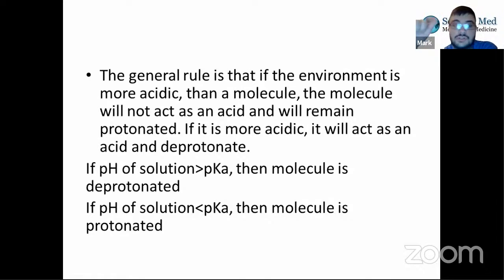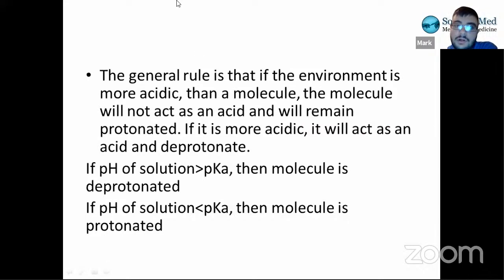So if it's a strong base, it will almost never be deprotonated, because the pH of the solution just won't be higher than its pKa. If you have a pKa of like 20, there's no pH that can be higher than that because pH stops at 14. So it'll pretty much stay protonated at any pH. Whereas if the pH is less than the pKa of the molecule, it's obviously protonated.